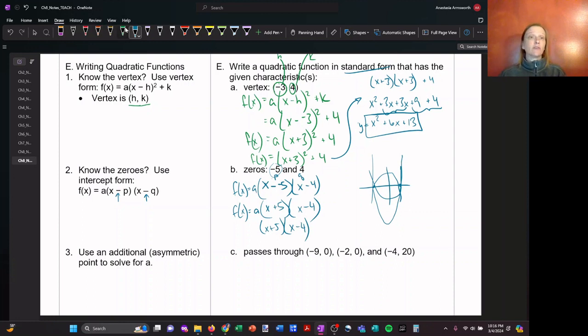If I'm going to write this in standard form, I need to distribute. I can't leave it in factored form. So x times x is x squared. X times -4 is -4x. Positive 5 times x is 5x, and 5 times -4 is -20. So that all works out to be f of x equals x squared plus x minus 20.